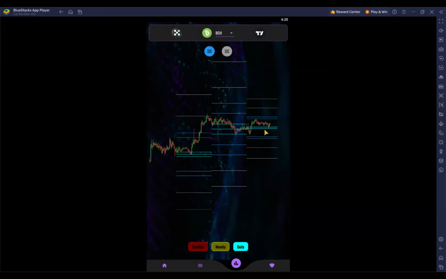Those are the entries, and you can see right now would have actually been an entry. BCH is basically on top of the pivot. We might have just missed it, but that would have been an entry. We've got a rejection into the pivot.